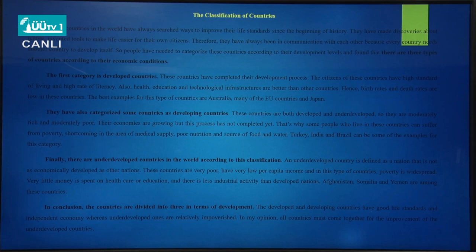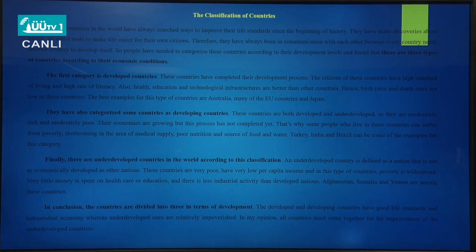Then in the second paragraph we have the body. It means that we have three body paragraphs. Each of them, as I told you before, has its own topic sentence. The first category is developed countries. The second one, they have also categorized some countries as developing countries. And the third one, finally, there are underdeveloped countries in the world according to the classification. So these are the topics, and then we have some information about that.